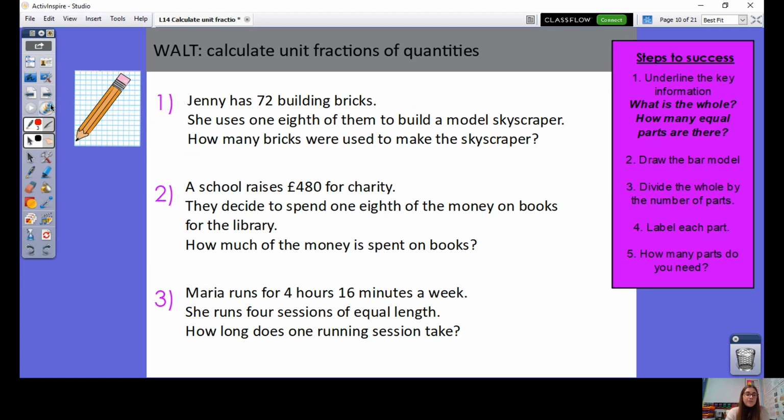Okay, so pause me now. Number down 1 to 3. This is your use section. So you can do a title of use if you want and have a go at these.